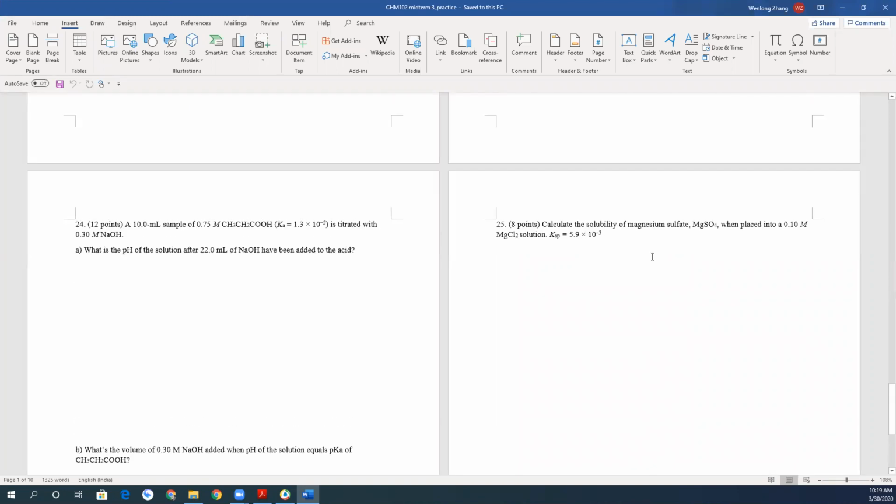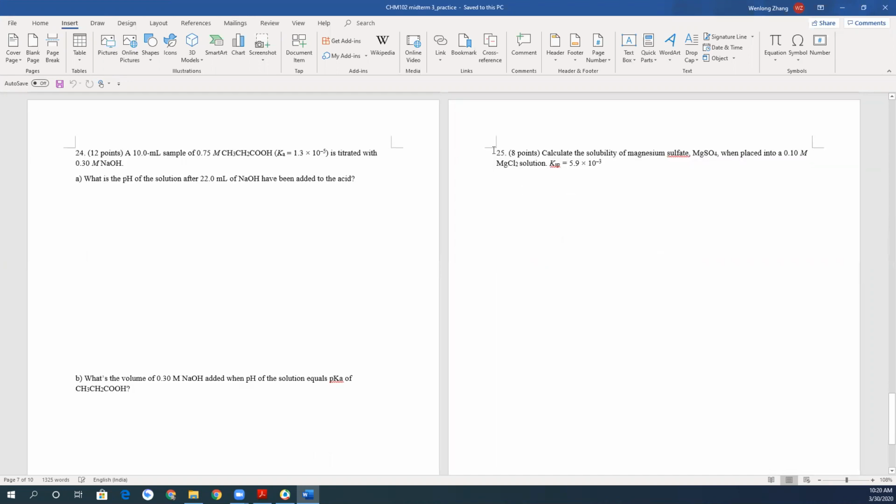So for the last problem, I actually didn't finish that because the assumption we made is not a valid assumption, and I will show you why. For this compound, we have magnesium dissociate into magnesium 2+ and the sulfate. In this case, we place that into a 0.1 molar magnesium chloride solution. So this is not a solid. It will totally dissolve, so the initial concentration is already 0.1.